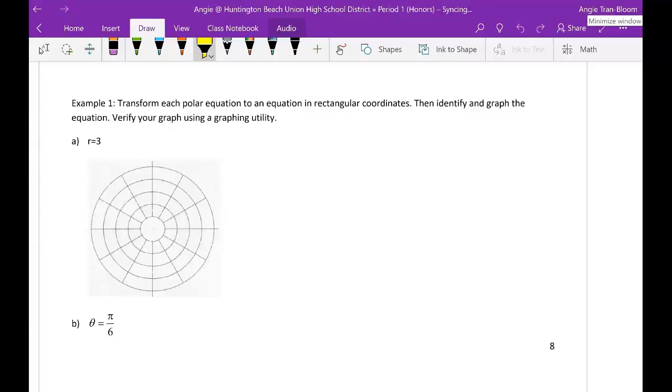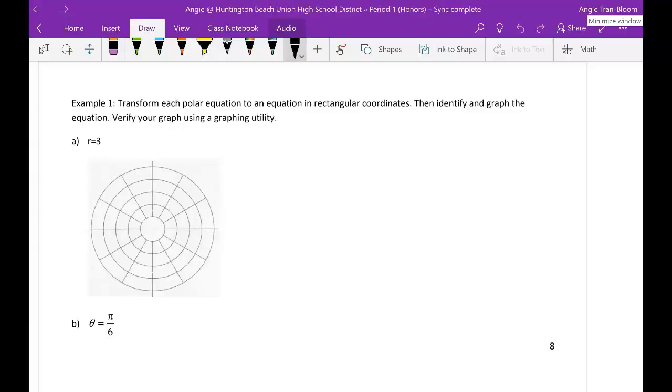But if you know for sure that you're on the right track, where you check the back of the book and you're doing it right, then it's great. But if it's an even answer and you don't have the answer in the back of the book, then it's a good idea to use your graphing calculator and check to see if graphing by hand is correct. Okay, so the first part says, transform each polar equation into an equation in rectangular coordinates.